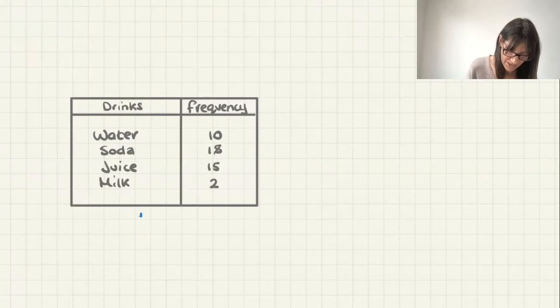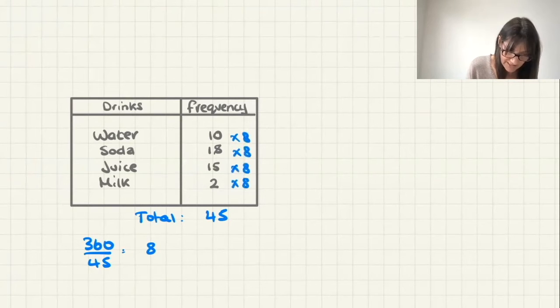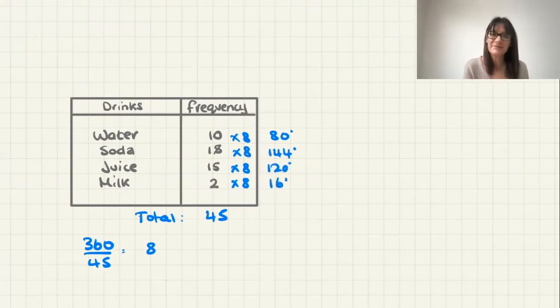Okay, so we have a total of 45. 360 divided by 45 is 8. So we're going to times all of these by 8, which is going to give me 80, 144, remember, these are degrees, 120 degrees, and 16 degrees. And those will be the sections that I draw.